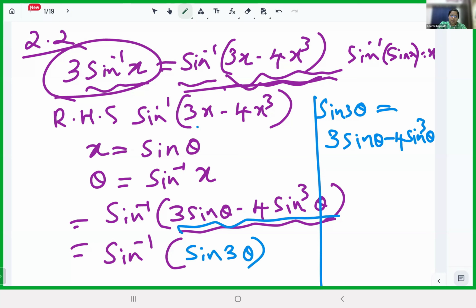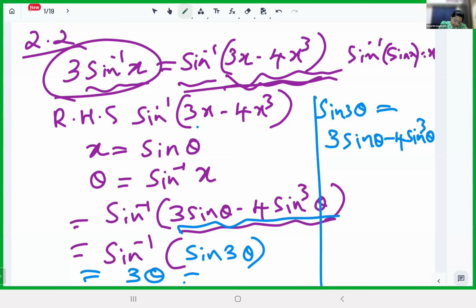Now can we apply the property of inverse? Definitely we can apply, right? Sine inverse of sine x will become x. Here, in terms of x, it is 3 theta. So sine inverse of sine 3 theta will become 3 theta.